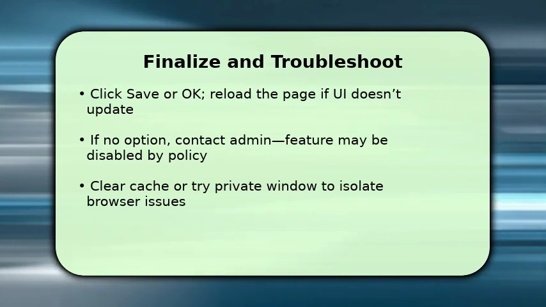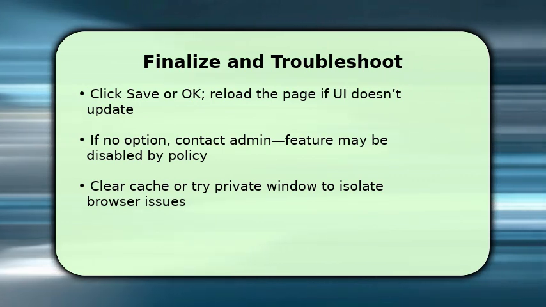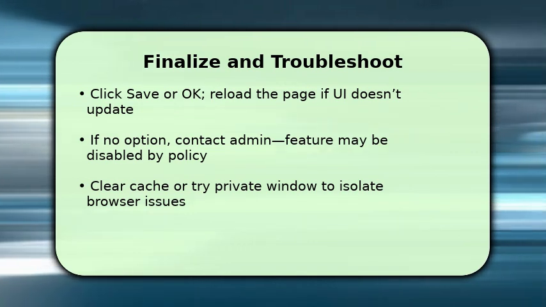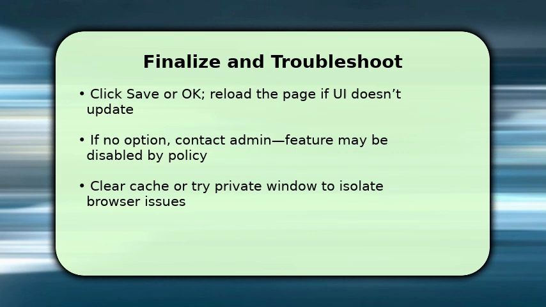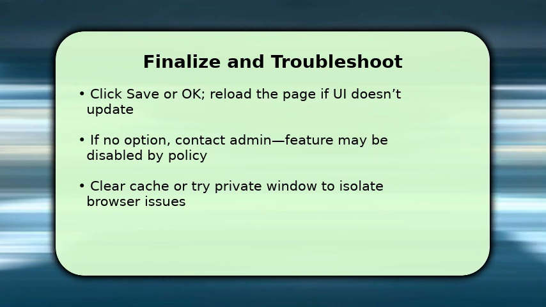If the interface doesn't change, make sure to clear cache or open a private window and sign in again to rule out cached scripts. If you don't see the toggle at all, contact your IT admin because tenant policies can disable Classic mode. One troubleshooting tip: if Classic fails intermittently, check for Exchange feature updates or browser extensions. Disabling extensions and retrying often resolves rendering.